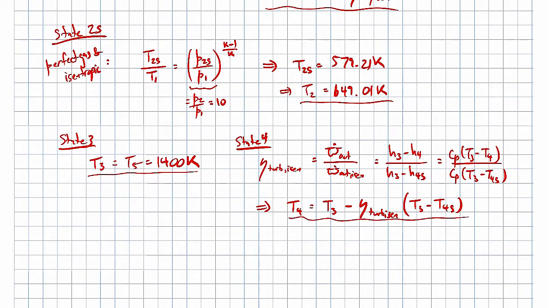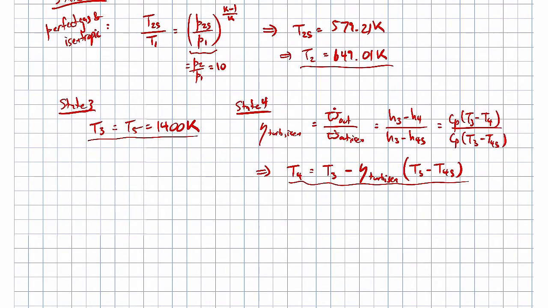We know T3 already. We know the isentropic efficiency. We just need to find T4S. To find T4S, we'll make use of the fact that, again, it's a perfect gas.